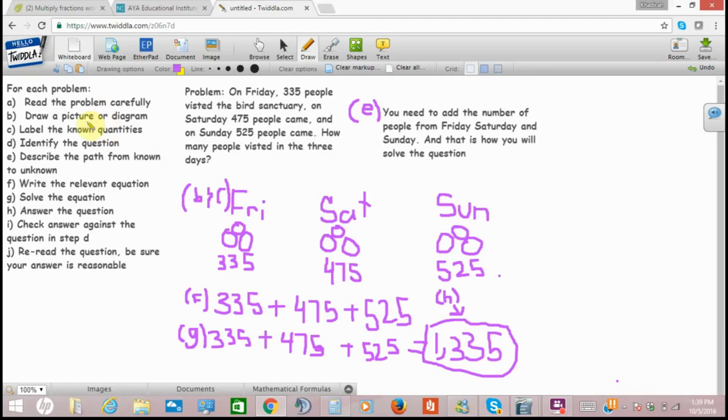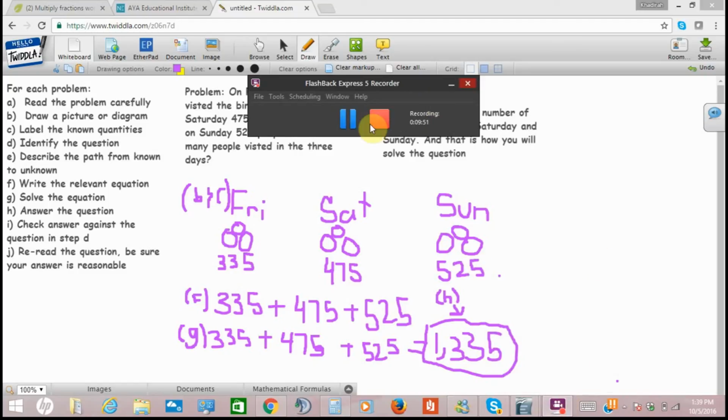So this is how you will solve a problem in math. These are the 10 rules that you must follow in order to get the right answer and make sure that you did everything right.